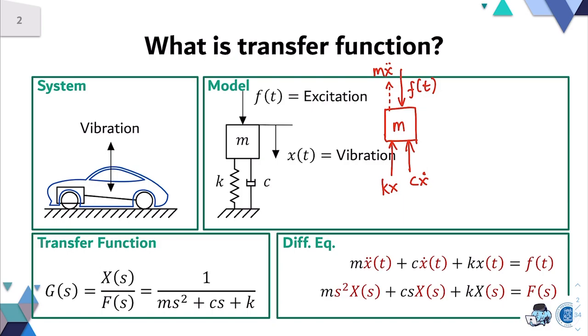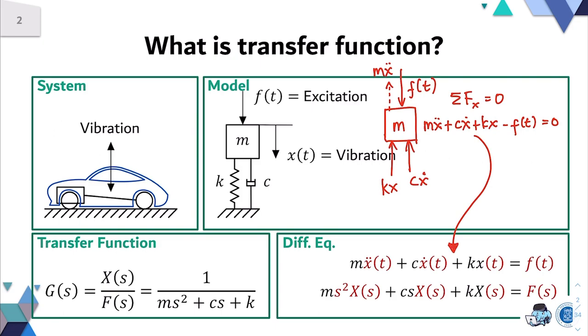Then, based on this free body diagram, we derive an equation based on sigma Fx is equal to 0. Since we use the D'Alembert method, which involves inertial force, the equation is sigma Fx equal to 0. And then it will be m x double dot plus c x dot plus kx minus f(t) is equal to 0. Then we arrange this differential equation as something like this.